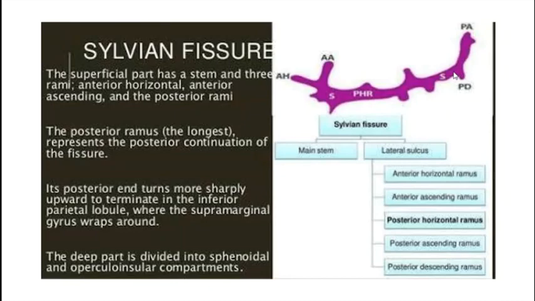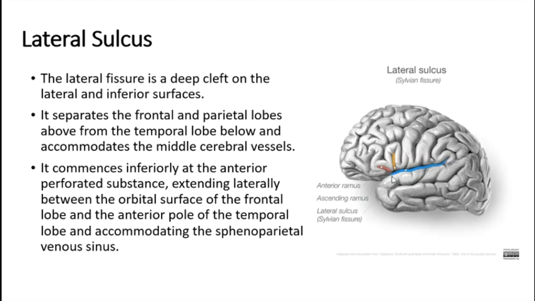And at the end, you can have posterior ascending and posterior descending ramus. So, that is what you need to take care of. Most of the part of the Sylvian fissure which is visible and appreciable is actually the posterior ramus or the posterior horizontal ramus of the Sylvian fissure. So, this is the anterior horizontal, this is the anterior ascending ramus, and this is the posterior horizontal ramus, which again divides into two parts.